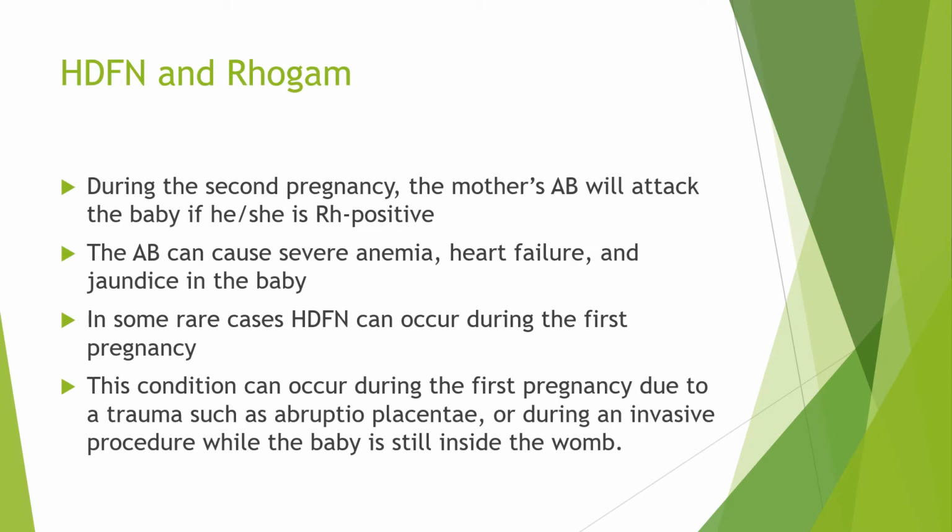So what happens with Rhogam and HDFN is that on the second pregnancy, if the baby is Rh positive, the mother's antibodies that were developed during the first pregnancy with the Rh positive baby will attack the new baby's RBCs. This can cause severe anemia, heart failure, and jaundice in the baby.